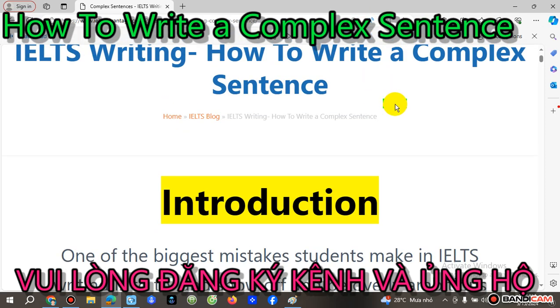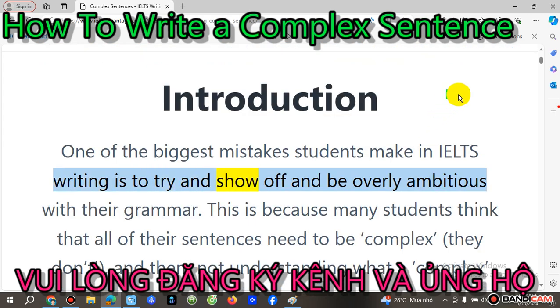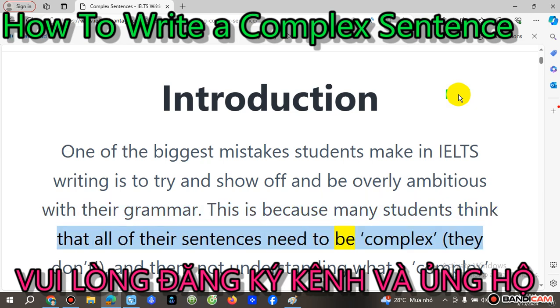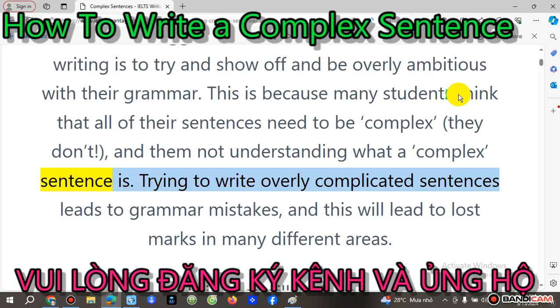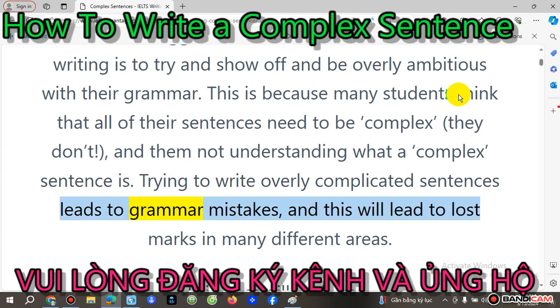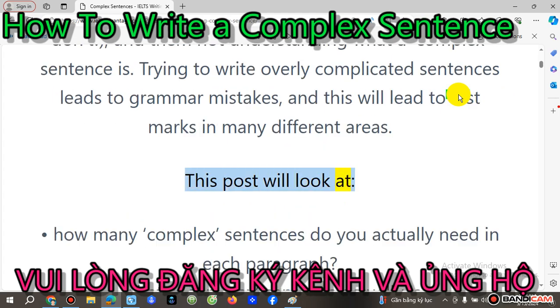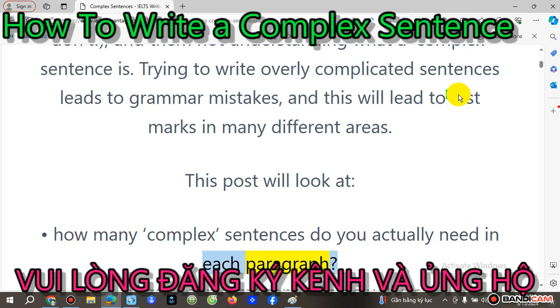Introduction. One of the biggest mistakes students make in IELTS writing is to try and show off and be overly ambitious with their grammar. This is because many students think that all of their sentences need to be complex. They don't, and they don't understand what a complex sentence is. Trying to write overly complicated sentences leads to grammar mistakes, and this will lead to lost marks in many different areas. This post will look at how many complex sentences you actually need in each paragraph.